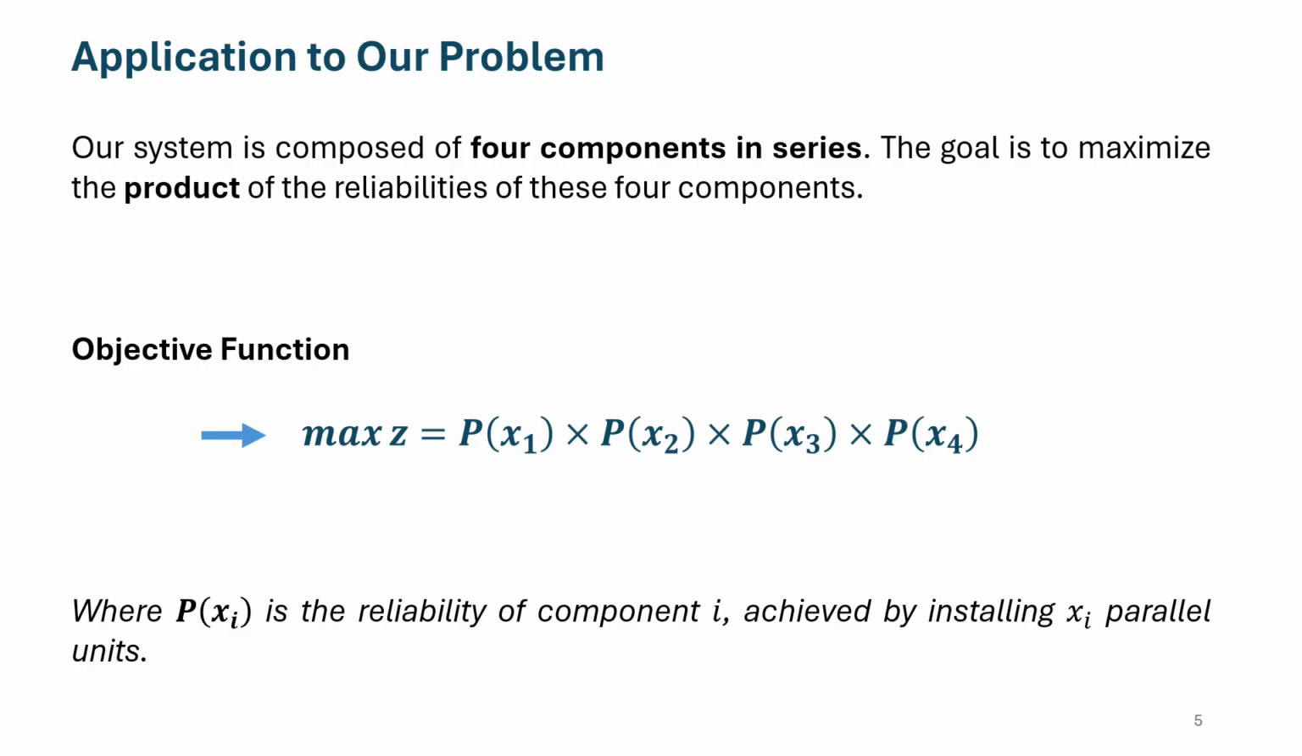In this function, the term p of xi represents the reliability of component i. This reliability is achieved by installing xi parallel units. So, x1, x2, x3, and x4 are the number of parallel units we decide to install for component 1, component 2, component 3, and component 4, respectively. These are our decision variables.